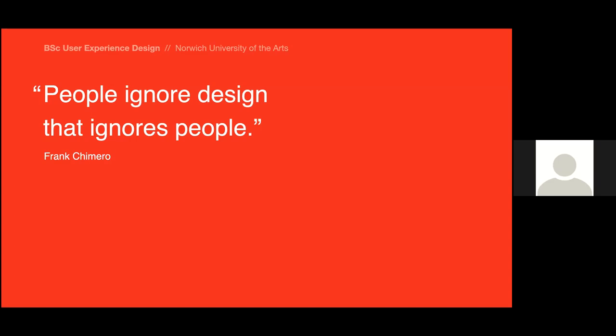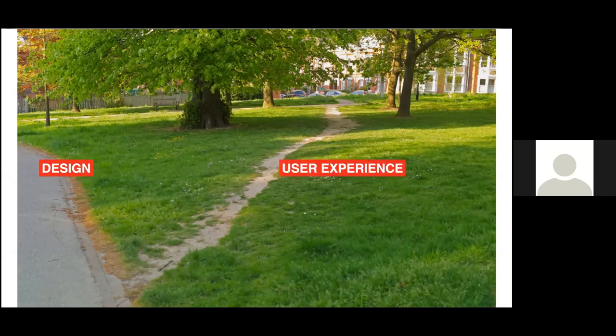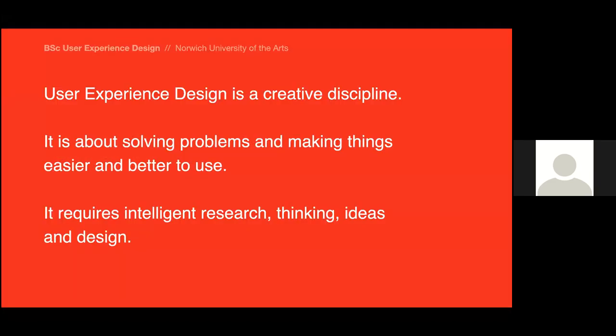I'm going to give you a fun little example of how this quote comes to life. Here we see a grassy area in probably an urban town or city. The path there on the left of the screen is the bit that was designed. A town planner or somebody like that thought what we need is a path, and the path should go off to the left there. But the actual day-to-day experience of people is that they don't want to walk along the path because it's quicker to walk across the grass. So this is a slightly tongue-in-cheek example, but it is an example of where people's needs are not being met, and user experience is about meeting people's needs.